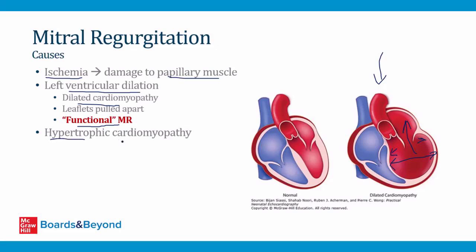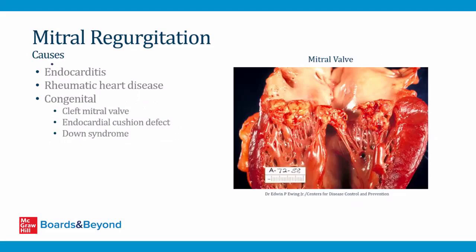And then hypertrophic cardiomyopathy, which I talk about in another video, is also a common condition to lead to mitral regurgitation. Some other causes are listed on this slide. Endocarditis can cause mitral regurgitation, just like it can cause tricuspid regurgitation or aortic regurgitation. This is a picture of a mitral valve here. These are bacteria growing on the valve leaflets. And so when that happens to a patient, the leaflets aren't going to come together normally and blood is going to leak backwards into the left atrium.